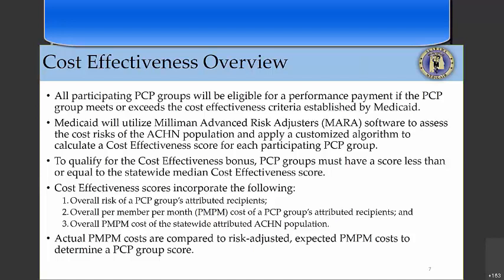Cost effectiveness scores will incorporate the following: the overall risk of a PCP group's attributed recipients, the overall per member per month, or PMPM, cost of a PCP group's attributed recipients, and the overall PMPM cost of the statewide attributed ACHN population. Actual PMPM cost will be compared to risk-adjusted expected PMPM cost for each qualifying participating PCP group, and a final cost effectiveness score will then be determined.